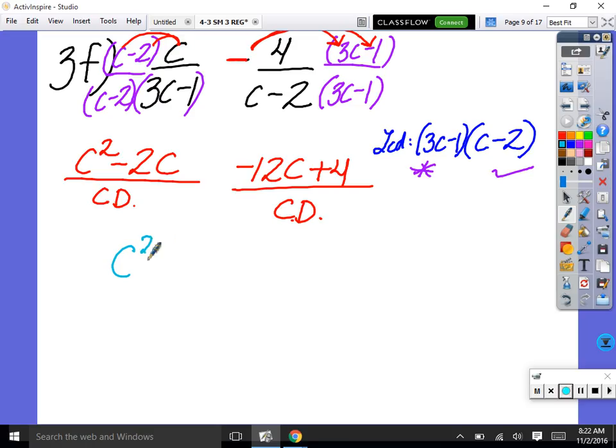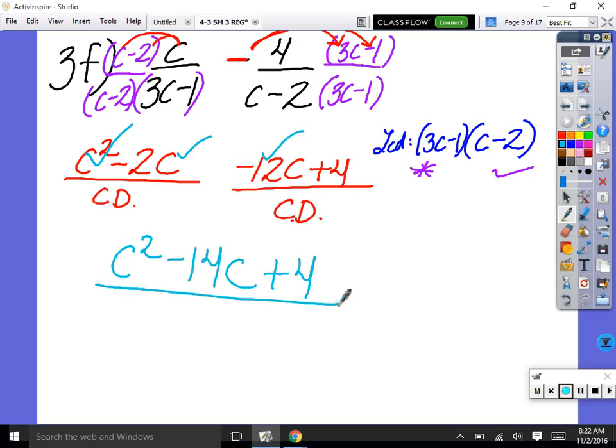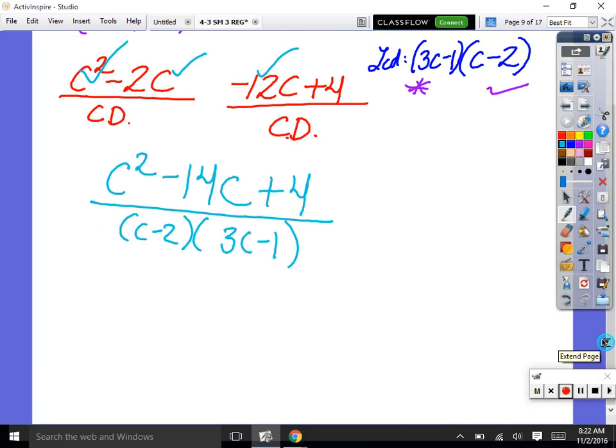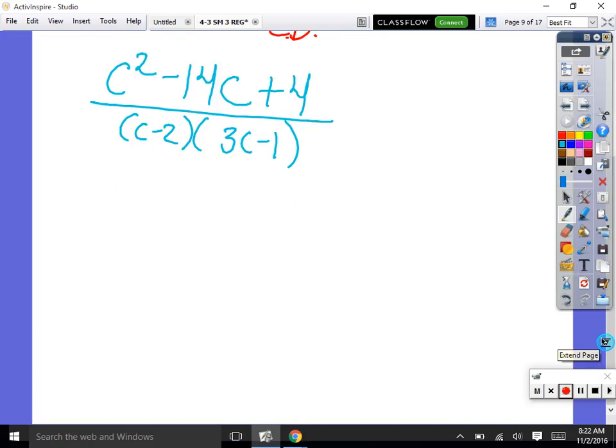So we have a C squared. We have negative 2C minus 12C, which is negative 14C's. And then we have plus 4. Now we do need to write all over the common denominator, which is C minus 2 and 3C minus 1. Is everybody good? So we've done the hardest part. Now we'd say, does it simplify? So let's check this one. What multiplies to be A times C, what multiplies to be 4 and adds up to be negative 14? Obviously nothing, right? So there's our answer.